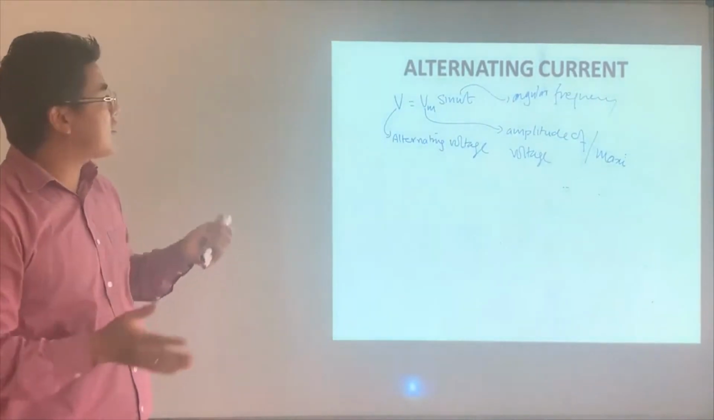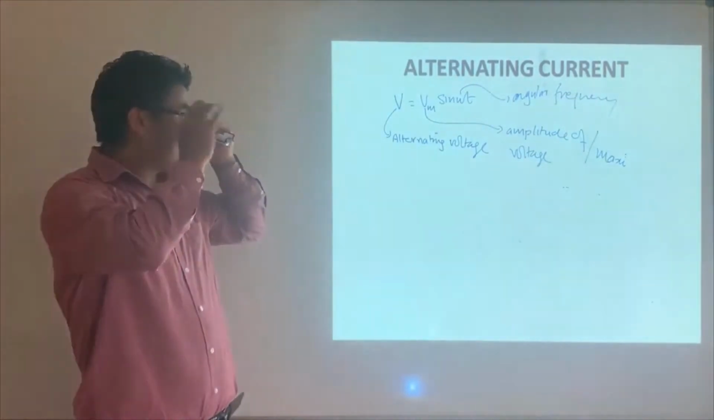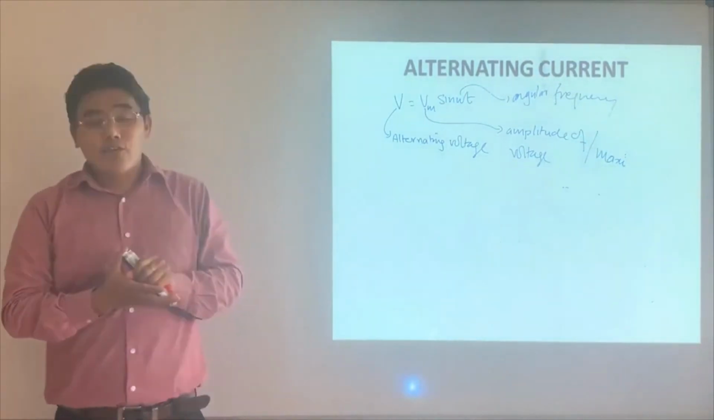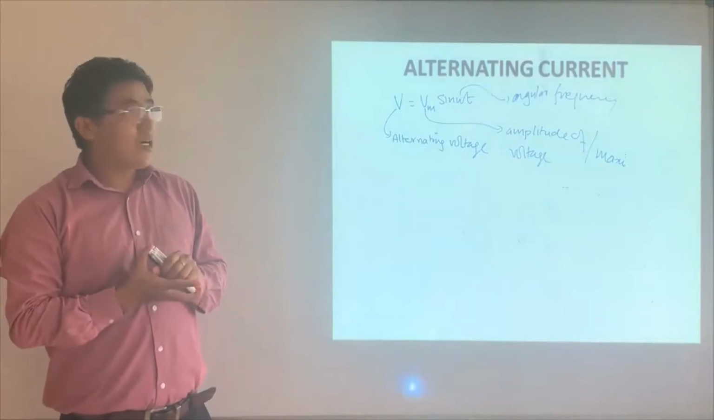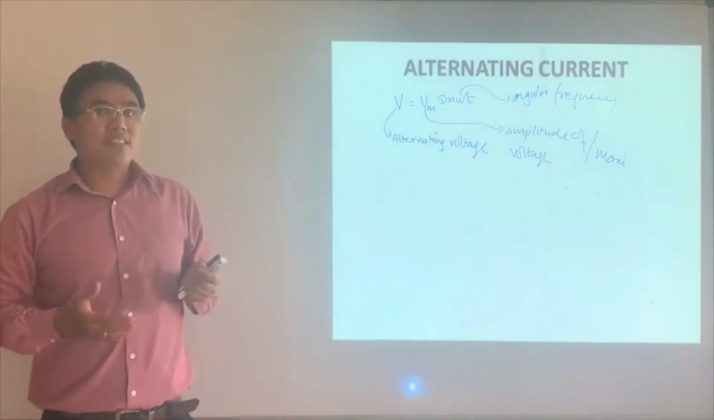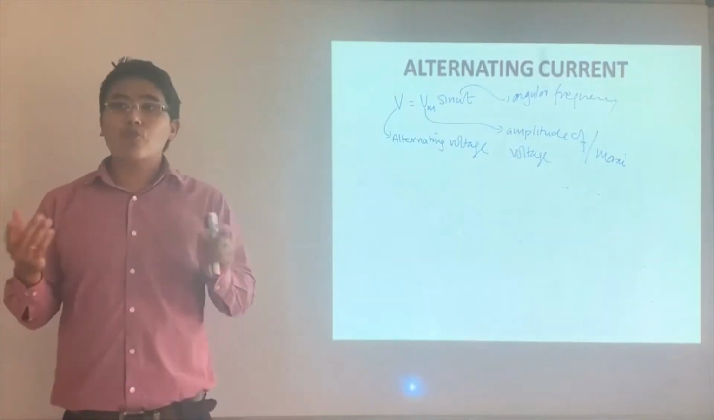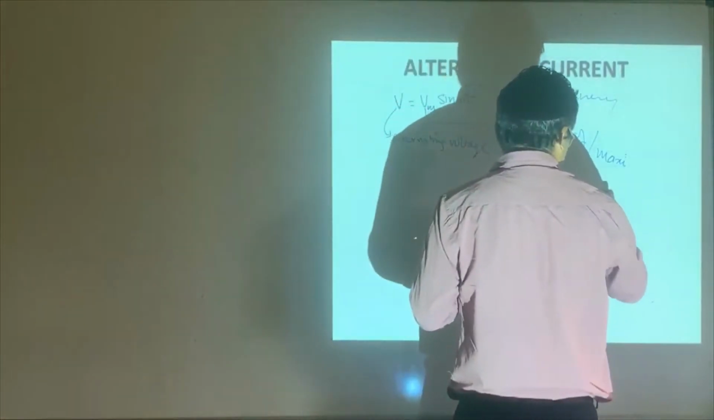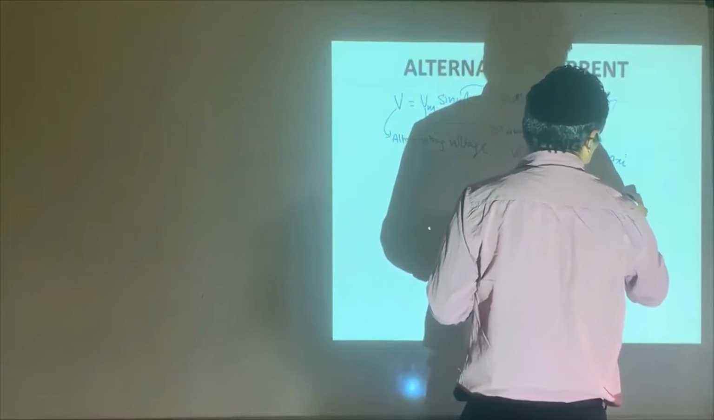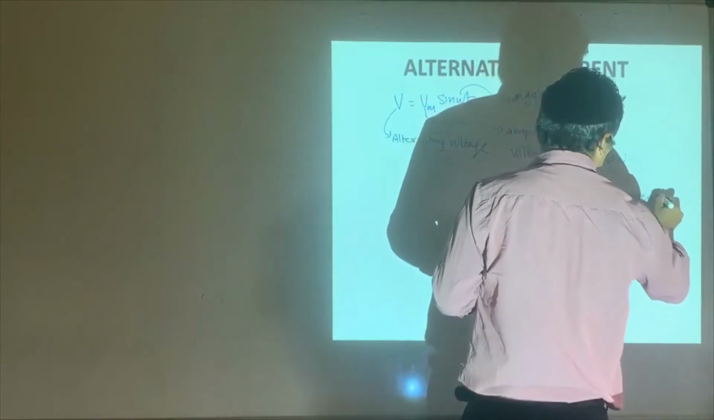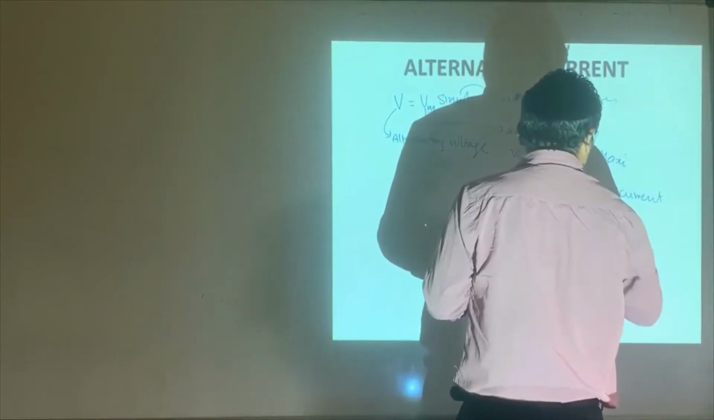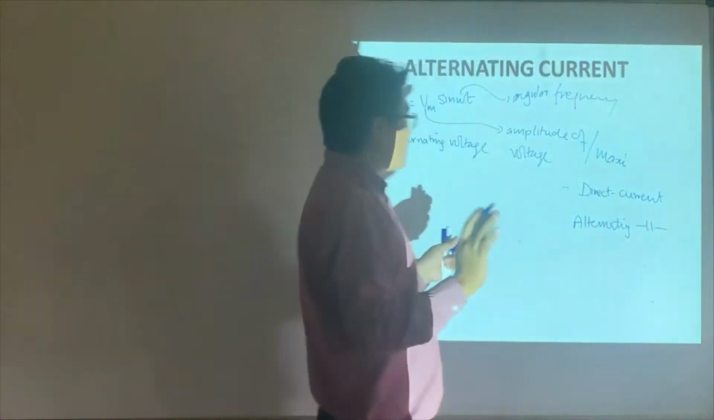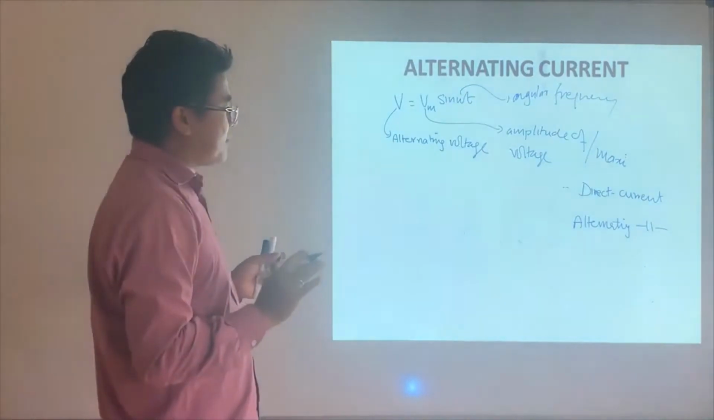And I told you this is the outcome of electromagnetic induction. We have studied direct current. So we talk about two kinds of current: direct current and alternating current. Let me give you a brief of the differences between these two.